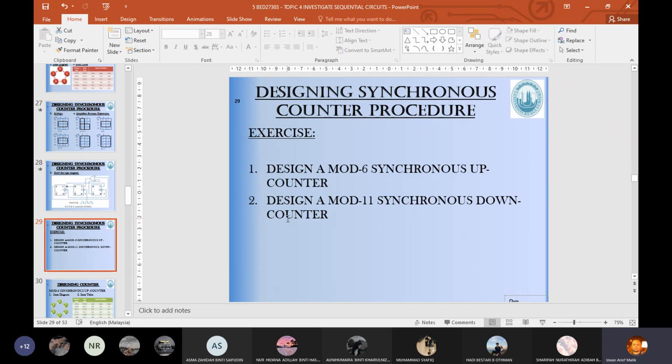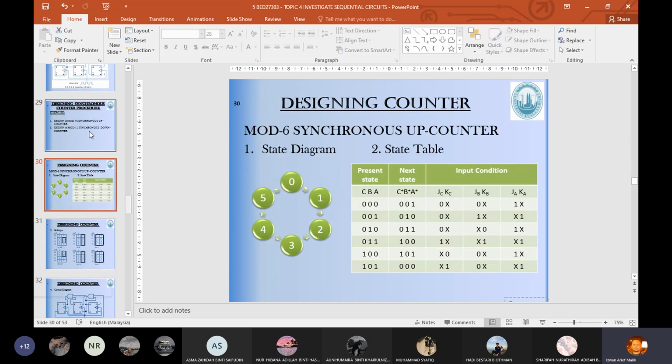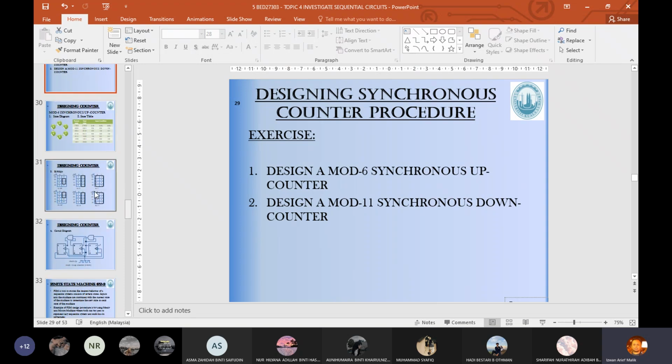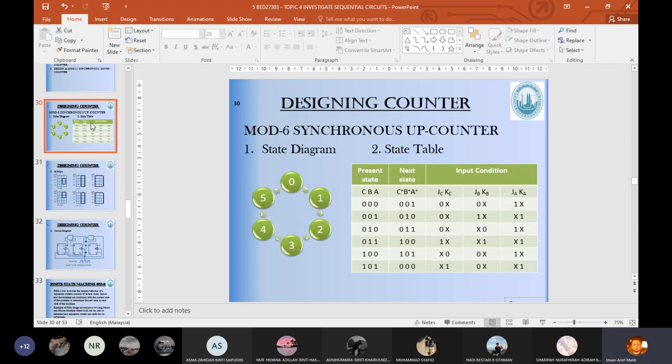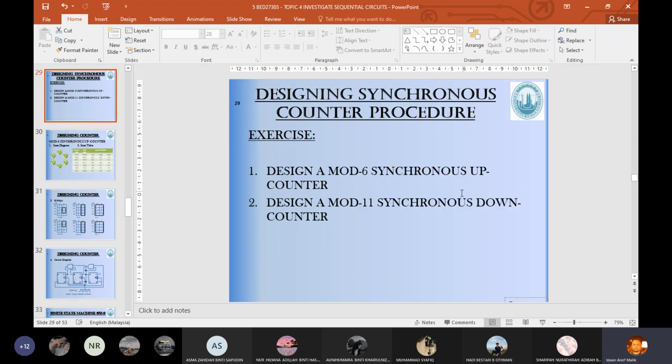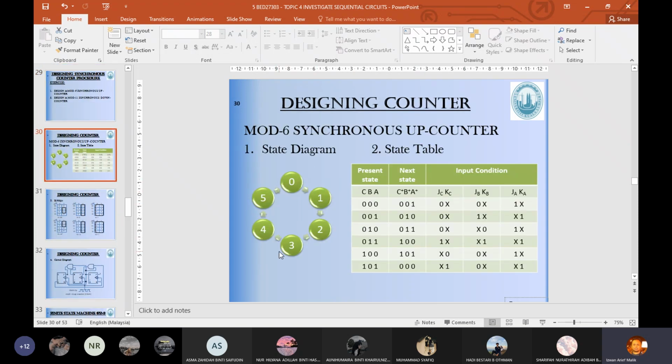synchronous counters. Okay, so there is one exercise for you to try, but the first one has already been given the solution here. Okay, so it is a mode 6 synchronous up counter. So 0, 1, 2, 3, 4, 5. Mode 6 has 6 states, 0 to 5. So present state 0, 1, 2, 3, 4, 5, 5 to 0. After that below this there should be 6 and 7. 6 and 7 go to unknown. So the rest will be don't care.